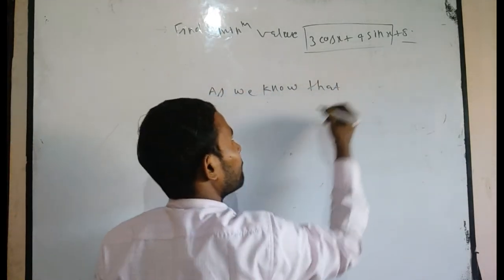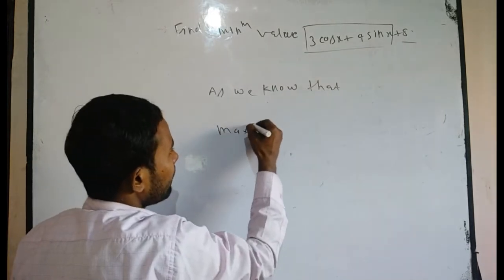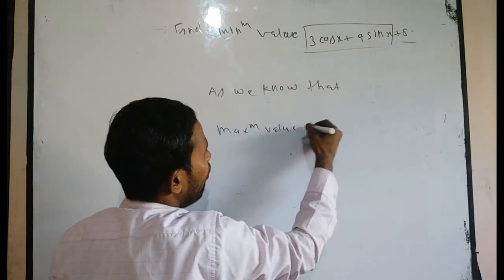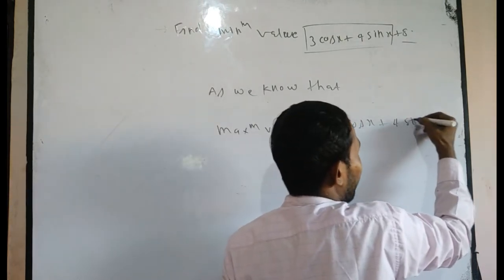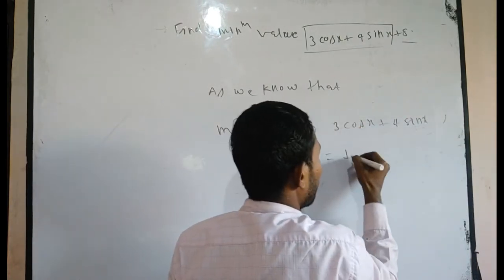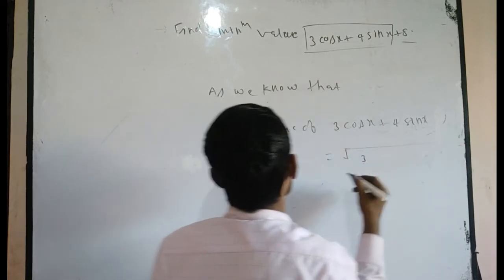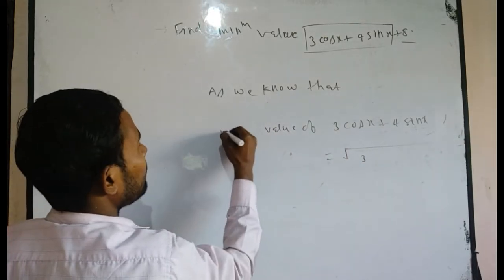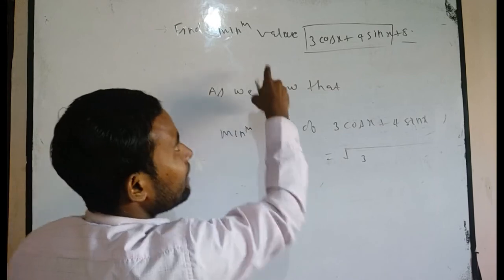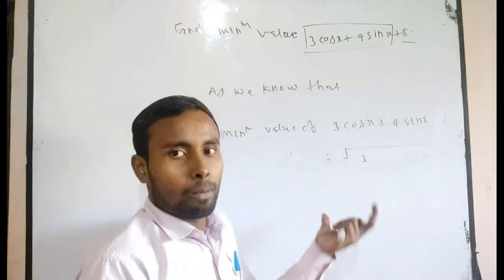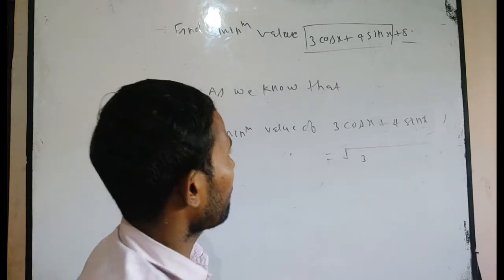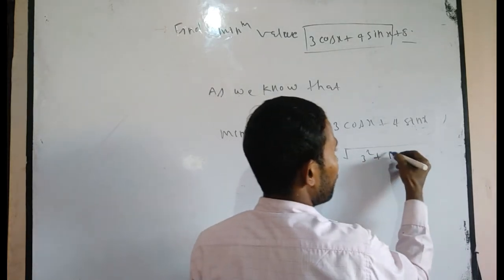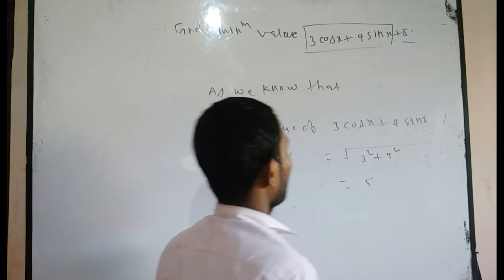we know that the maximum value of 3 cos x plus 4 sin x is equal to under root... Sorry, you have to find the minimum value. If it asks you for the maximum, then you have to find the maximum. It asks only for the minimum, so you don't try to find the value of the maximum. It will be 3 square plus 4 square, that will be 5.